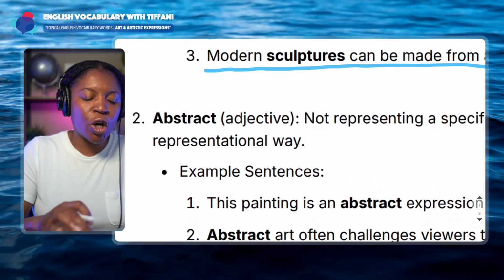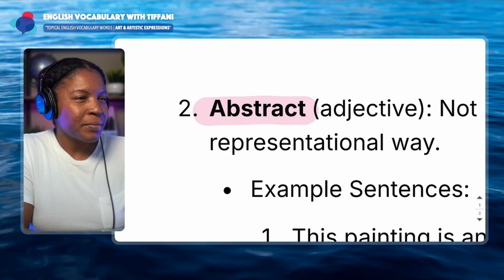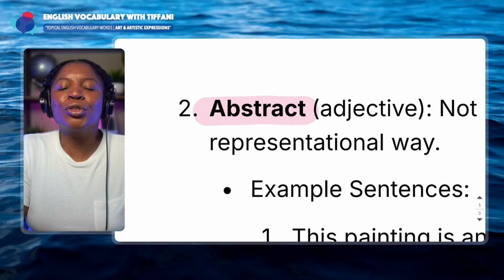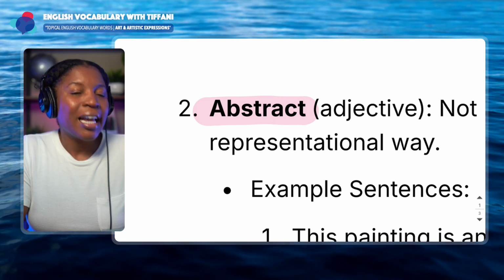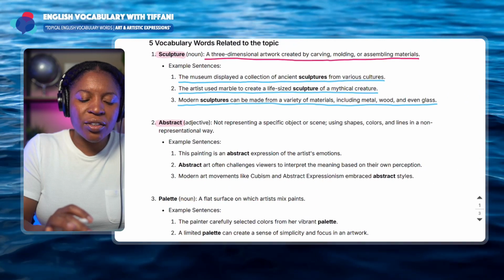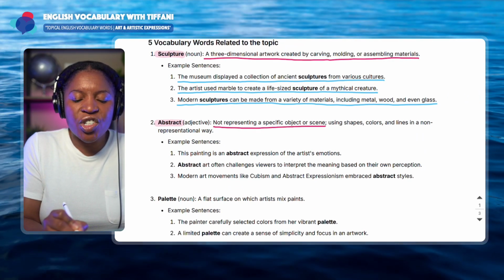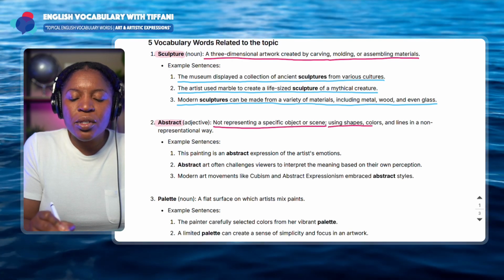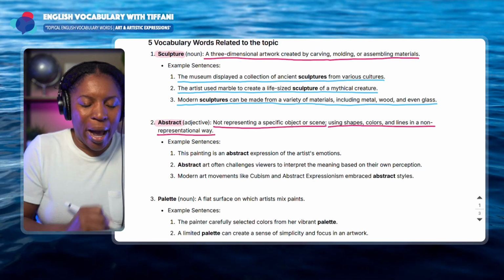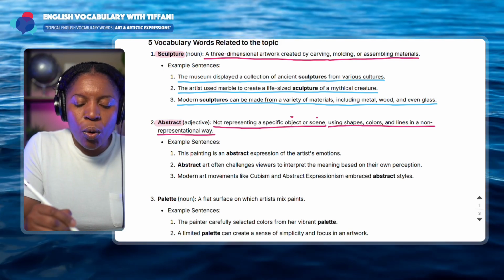The first one we had was sculpture. Now we have, after me, abstract. Good. Again, abstract. Excellent. All right. This word abstract, it literally just means not representing a specific object or scene, using shapes, colors, and lines in a non-representational way.